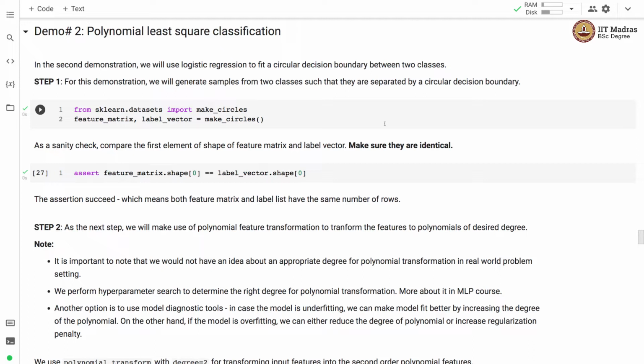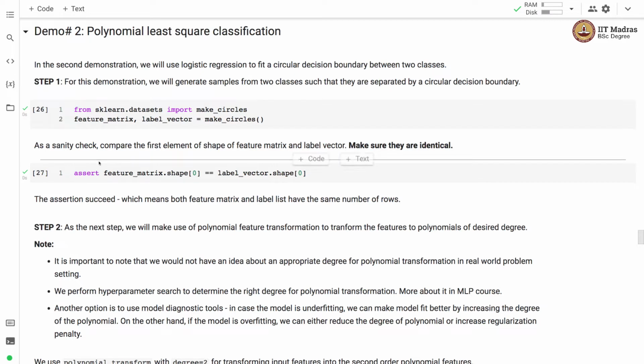So for this demonstration, we will generate samples from two classes such that they are separated by a circular decision boundary. So we have make_circles utility in sklearn.datasets that we will use to generate such samples. We get a feature matrix and label vector from make_circles. Here we are using two features for every example and we are generating 50 examples. And the label vector is a vector with 50 samples, and the feature matrix again has 50 samples, each with two features.